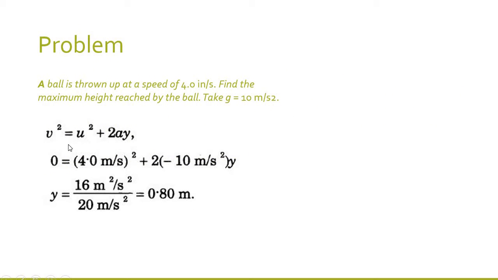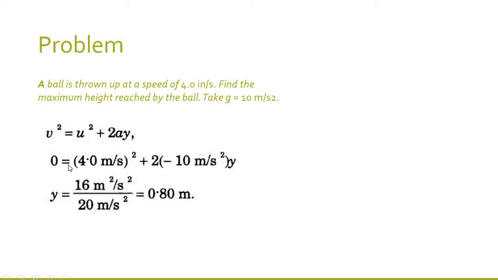So let us see this problem. A ball is thrown up at a speed of 4 meter per second. Find the maximum height reached by the ball. Take g equal to 10 meter per second square. Now we have this equation v square equal to u square plus 2ay. In this, we will consider upward motion as positive, so the acceleration is downwards, which is minus 10. So we know at the point of maximum height, the final velocity will be 0.